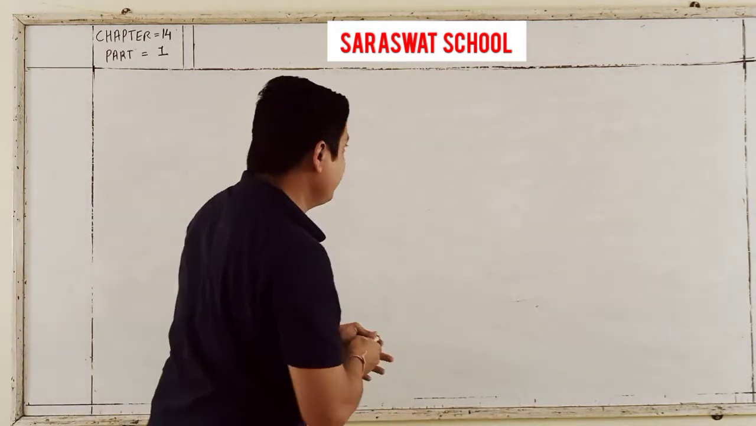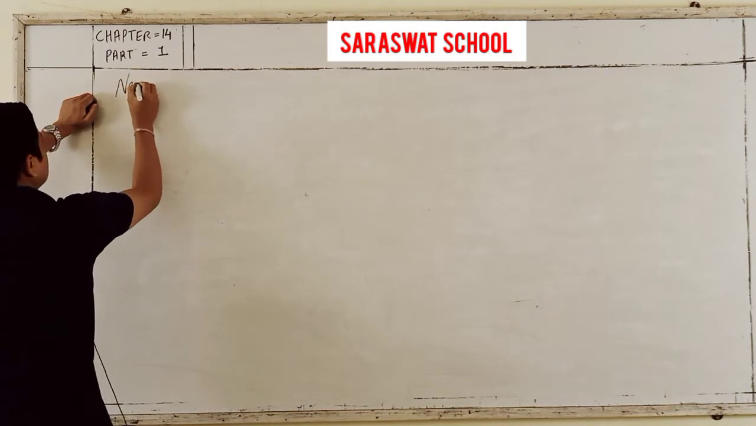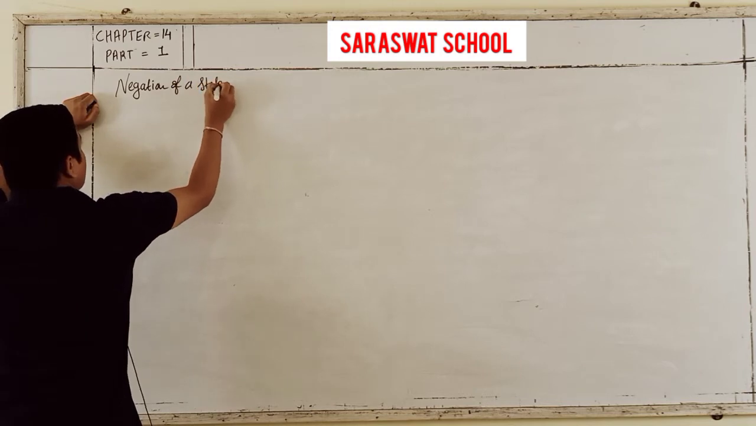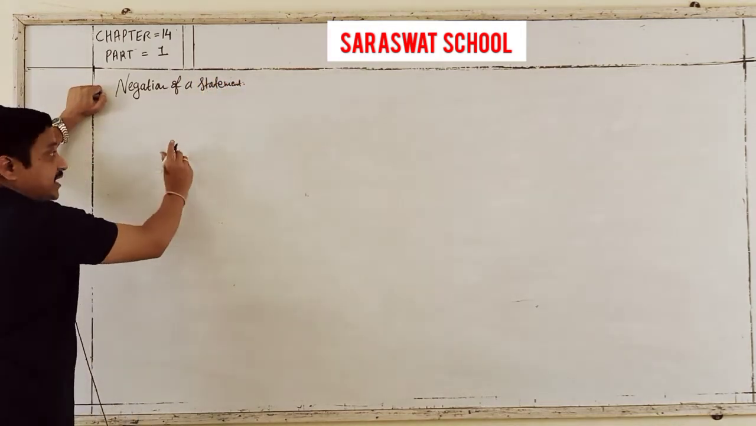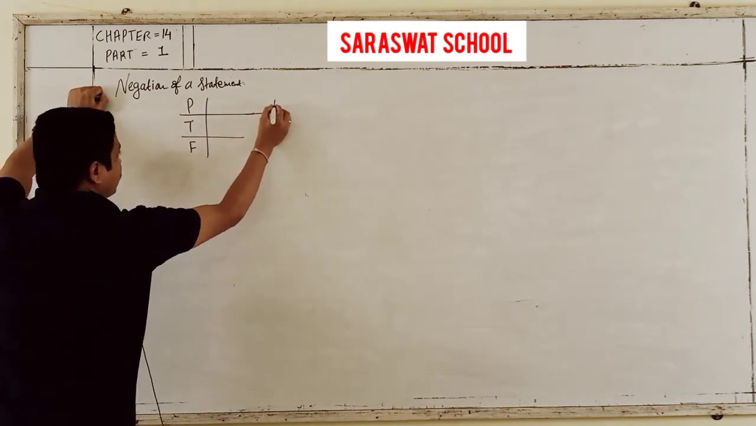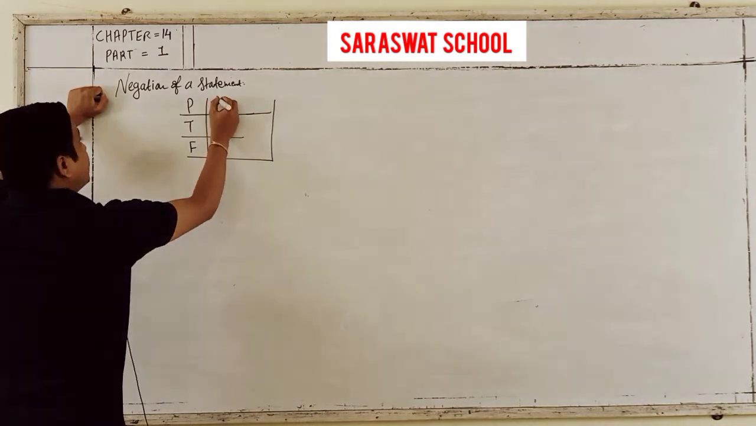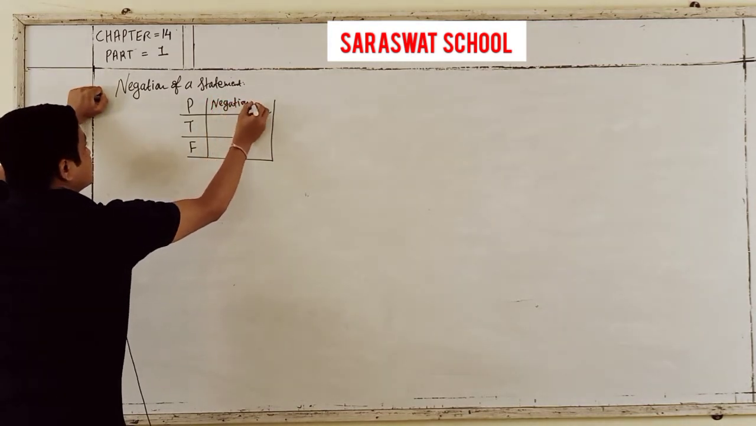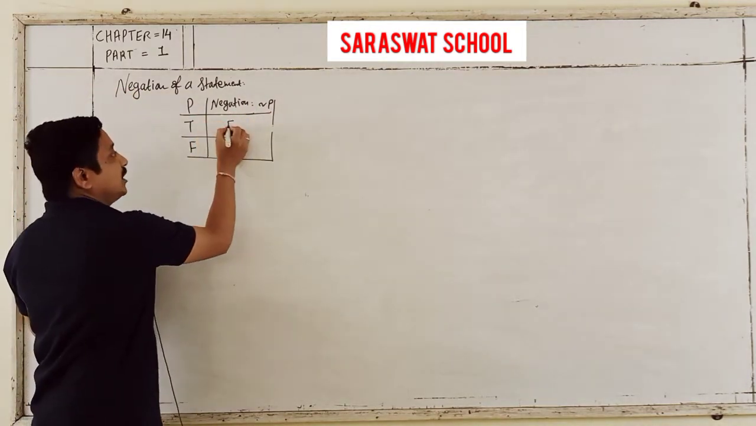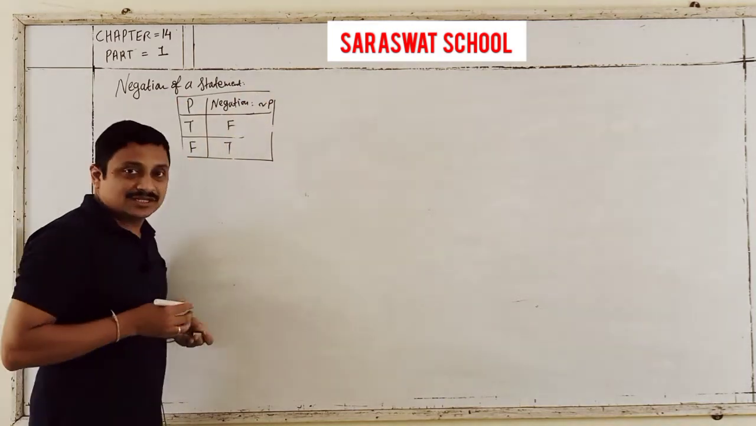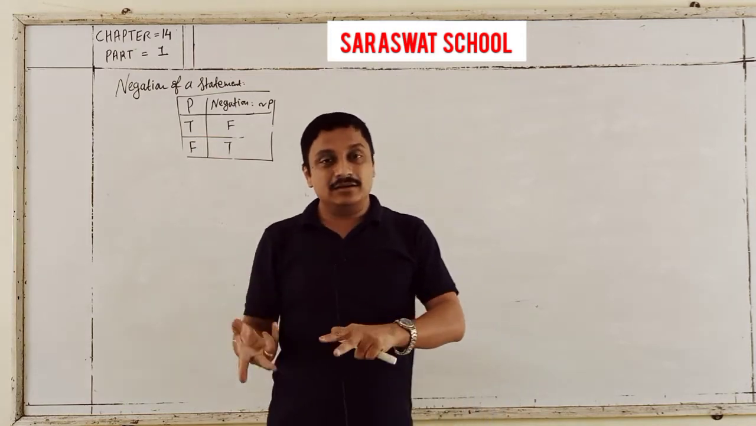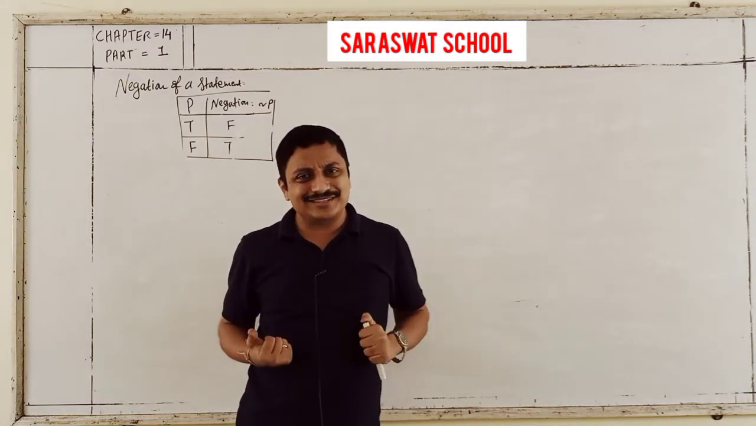The second topic, negation of a statement. You know that a statement has two cases, either true or false. Here I write down negation, just like this symbol. This opposite of S is the negation. True then false, but false then true. Just like Gandhinagar is the capital of Gujarat. Negation: Gandhinagar is not the capital of Gujarat.